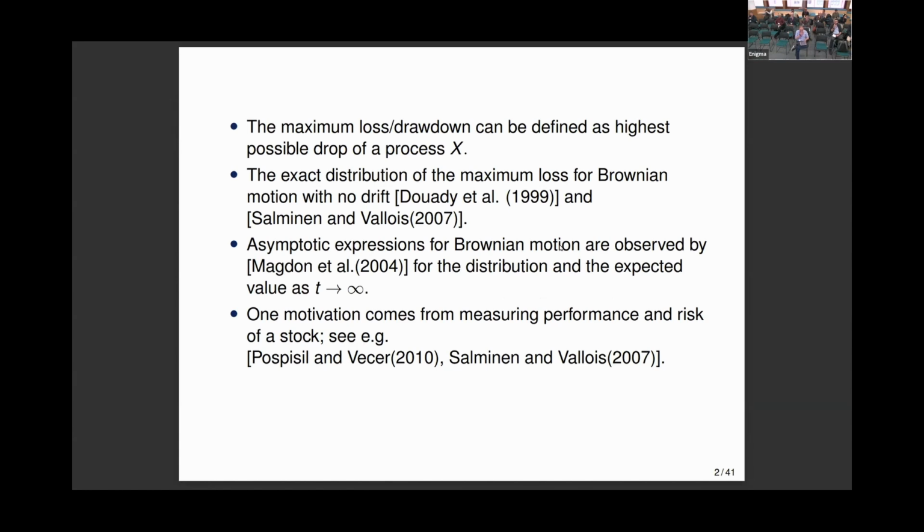So it's going to be maximum drawdown, which is the highest possible drop for any process with oscillations in it. The exact distribution for the maximum loss for Brownian motion with no drift was given in 1999, and later in 2007 the same result was presented. Asymptotic expressions for Brownian motion were found around 2004 for the expected value and the distribution. The motivation actually comes from measuring the performance of a stock and also measuring the risk of a stock, where it can be used in actuarial science and portfolio optimization type problems.